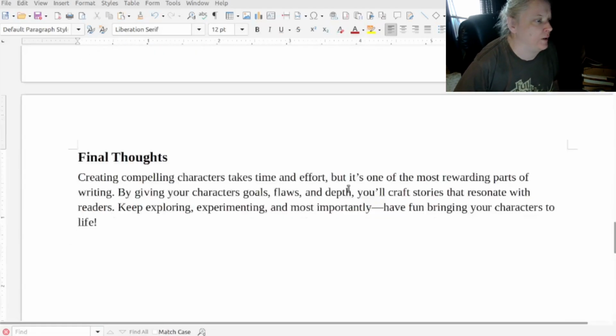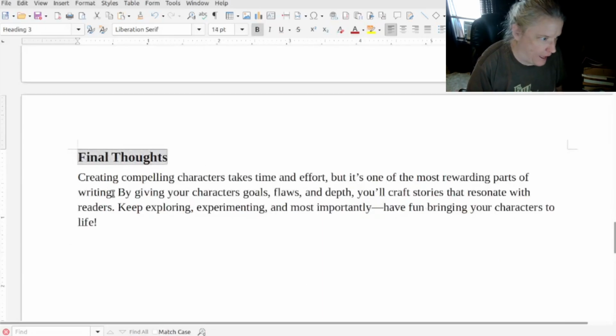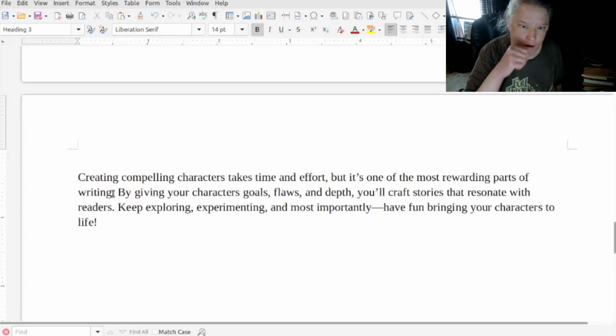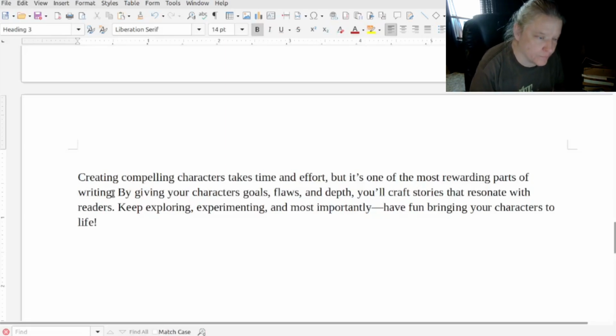And to wrap it all up, creating compelling characters takes time and effort, but it's one of the most rewarding parts of writing. Remember, these are characters that you care about. If you care about your character, your reader is going to care about your character. When you're writing a story about an important set of characters that mean a lot to you, you will go to bed thinking about these characters. You will wake up thinking about these characters. And that's how you know that they're important.